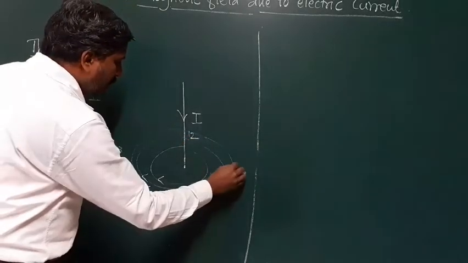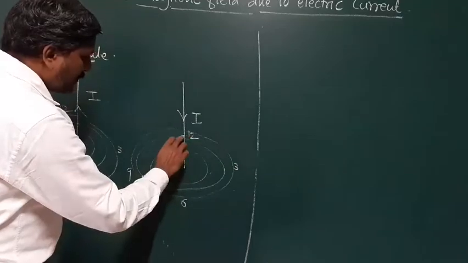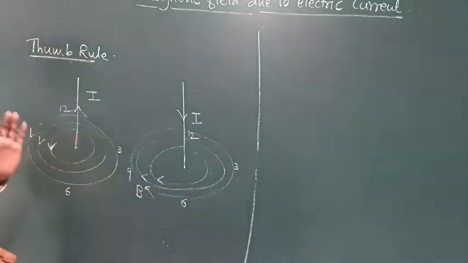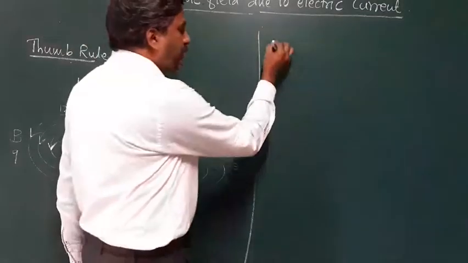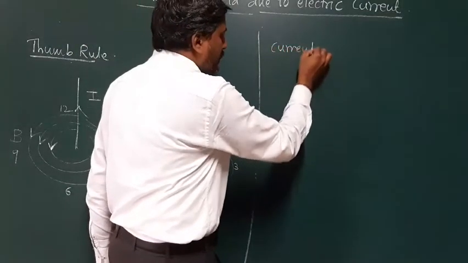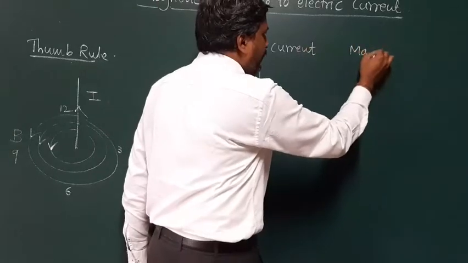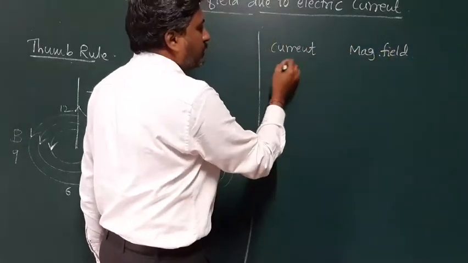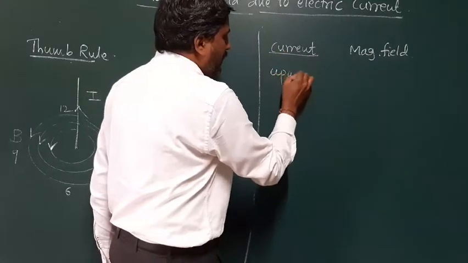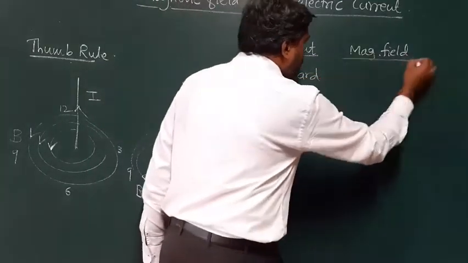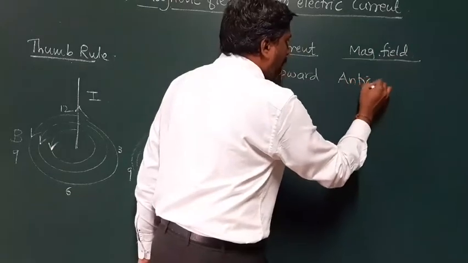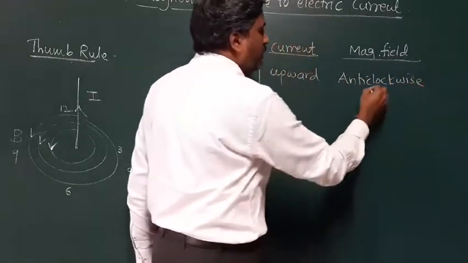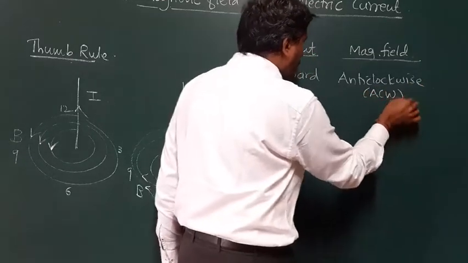If the current is in downward direction, then the magnetic field is 6 to 9 to 12 to 3, means it is in clockwise sense. So simply I will write here. This is about the direction of current and this is about the direction of magnetic field. If the current is in upward direction, then the magnetic field is anti-clockwise. Okay, in some books it will be like this, anti-clockwise.